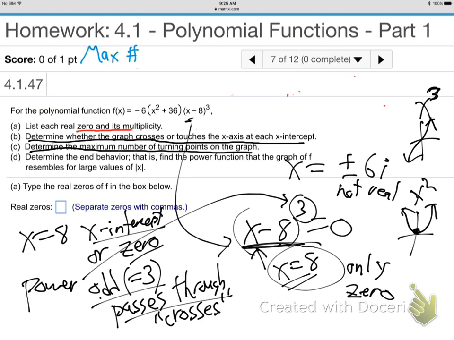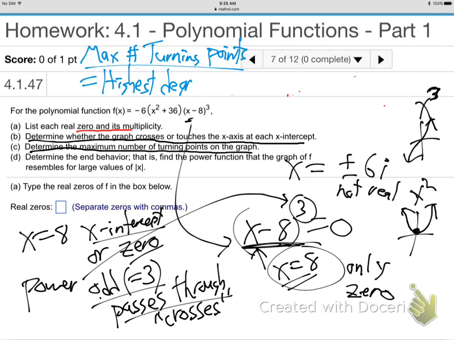Max number of turning points. What it is, it's the highest degree minus 1. Highest degree minus 1. Okay, well, what's that? How do we find the highest degree? When we say highest degree, we mean if you FOILed that whole thing out. If you took this right here and you FOILed it all the way out, what would be the front term?